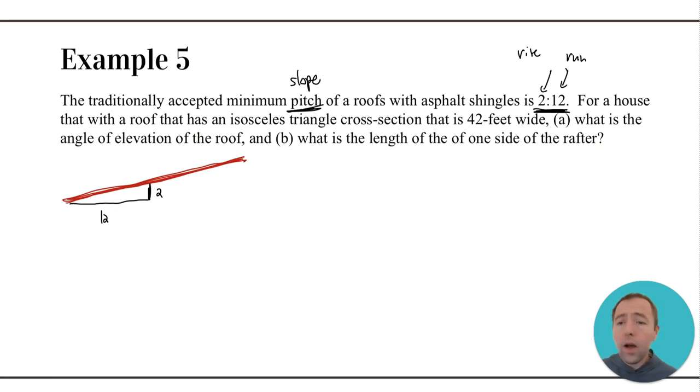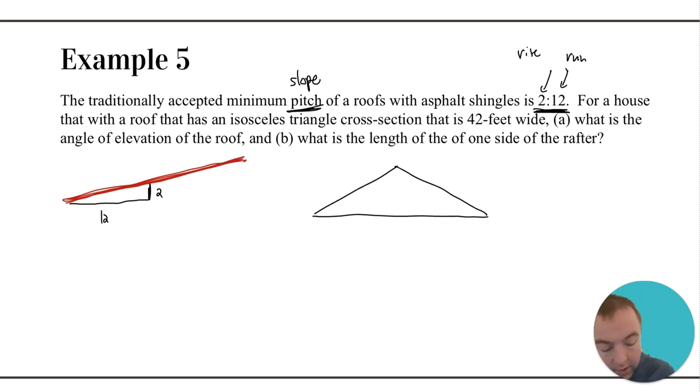Okay, so for a house that has a roof with an isosceles triangle cross-section that's 42 feet wide, we want to know what the angle of elevation is for the roof, and also what is the length of one of the sides of the rafters, right? So we basically just have an isosceles triangle cross-section for your roof, right?